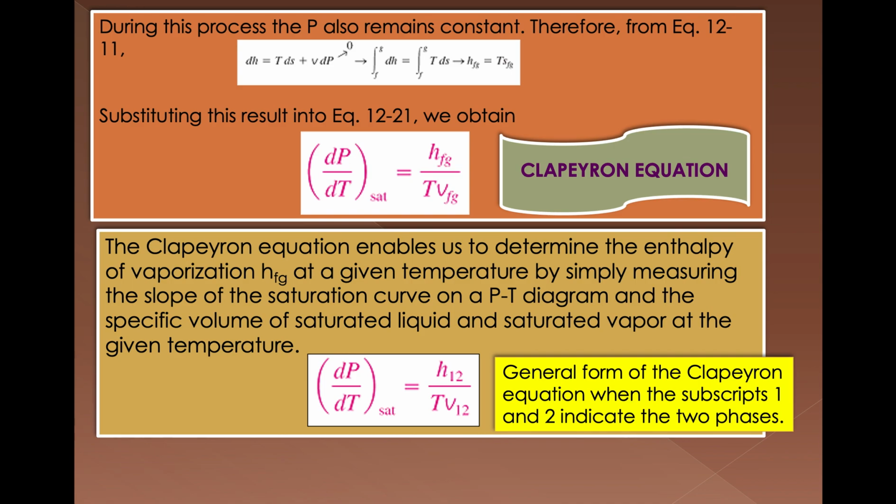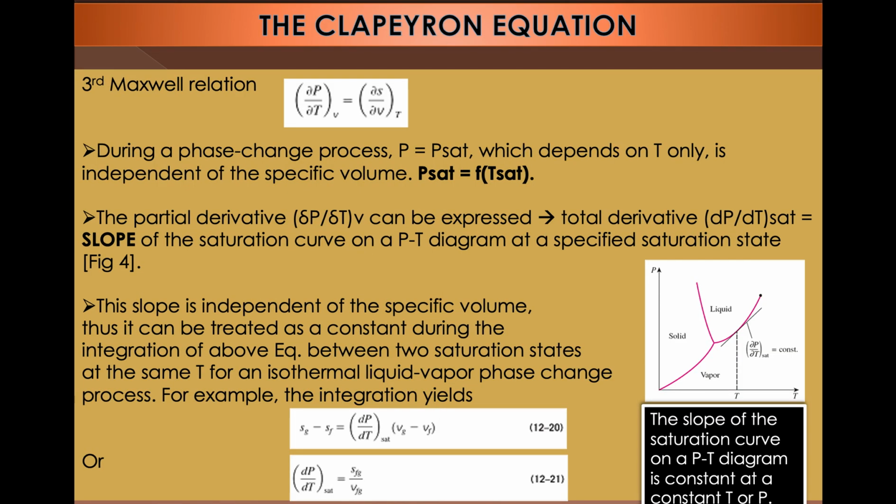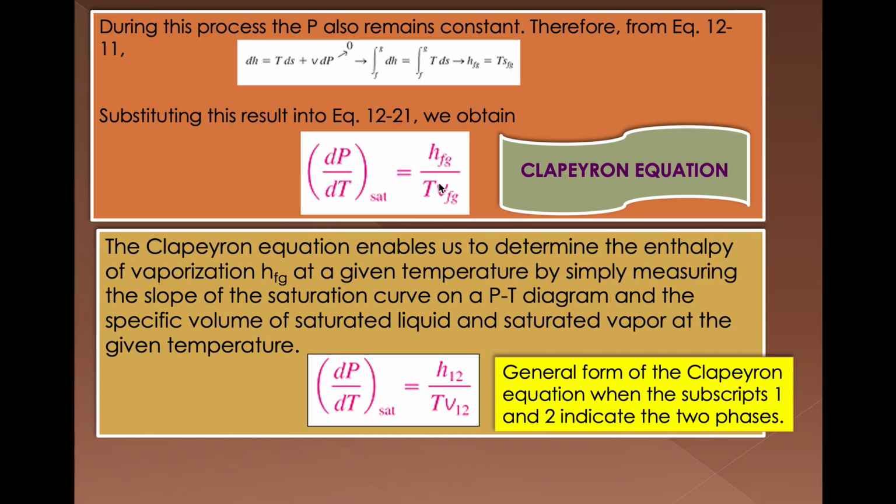The Clapeyron equation enables us to determine the enthalpy of vaporization, which is hfg, at a given temperature by simply measuring the slope of the saturation curve on the PT diagram and the specific volume of saturated liquid and saturated vapor at the given temperature. This is the general form of the Clapeyron equation, where the subscripts 1 and 2 indicate the two phases for easier visualization. So we can see here that this should be derived from the slope of the saturation curve equals hfg per T vfg.